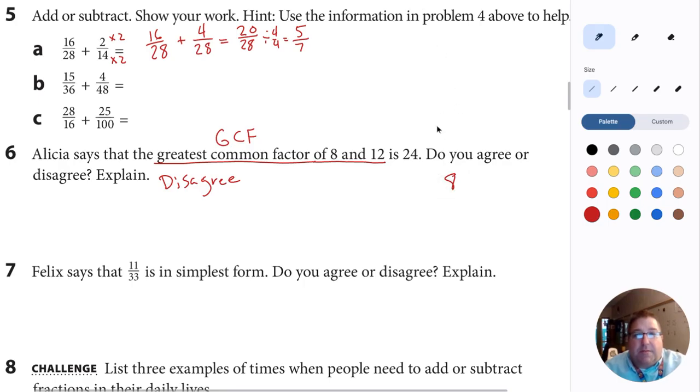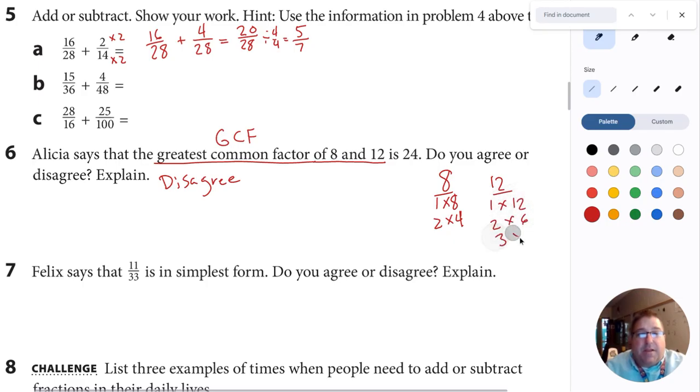Well, we've got 1 times 8. Sorry, sometimes my 8's stick on this pen. So we got 1 times 8, 2 times 4, 3 doesn't work, and then we already said 4, so we're done. How about the factors of 12? Well, 1 times 12, 2 times 6, 3 times 4, and then we looped around so we know we're done, right? Once we kind of loop around, we know we're done. So these are all the factors of these two numbers.